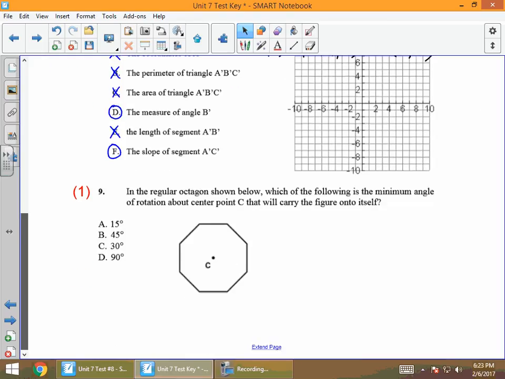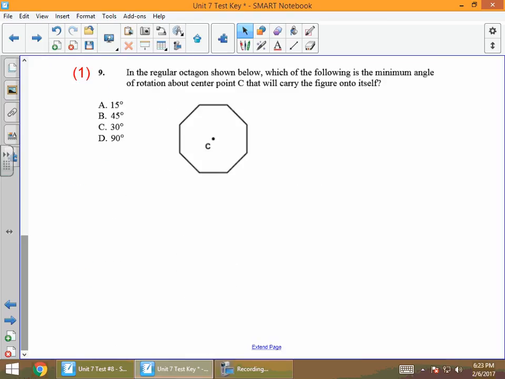And finally, number 9 says in the regular octagon below, which of the following is the minimum angle of rotation about the center point that will carry the figure onto itself? So if I'm thinking, to make this point land right there, how many degrees is that? And a lot of you said, well, find the order first. And I like that. I think that's a great idea.